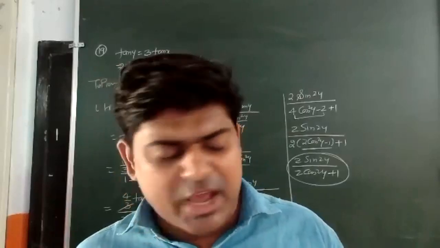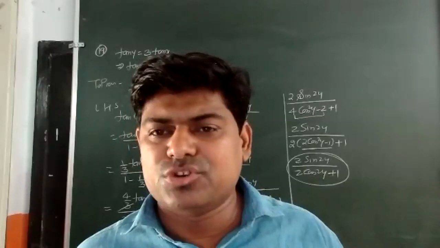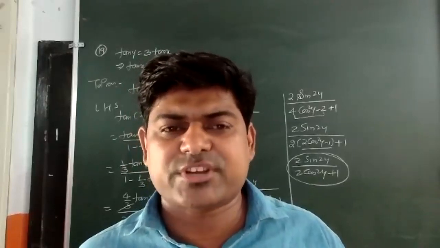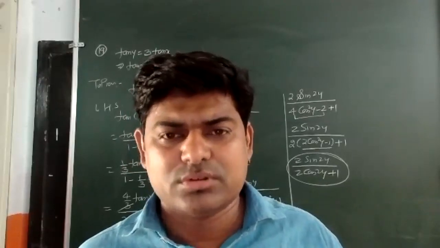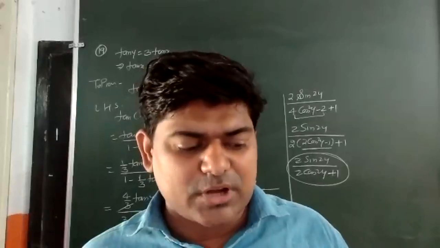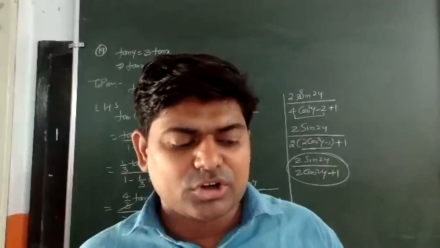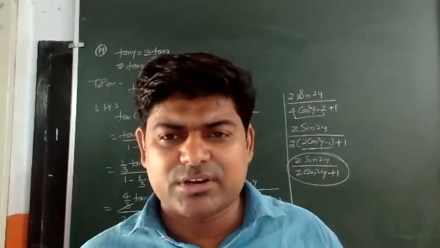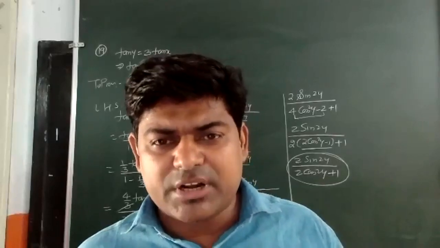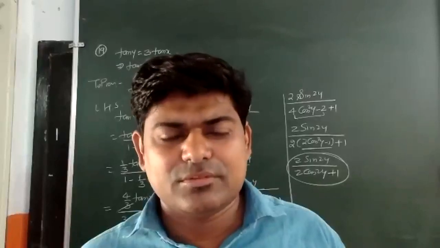In question number 20, I think the first part will be easy for you. cos 4x can be written as cos 2 into 2x. So we will use the formula 1 minus 2 cos square 2x, and then for cos 2x we can again use the formula, simplify, and we will get the result. But in the second part, you will have a problem.